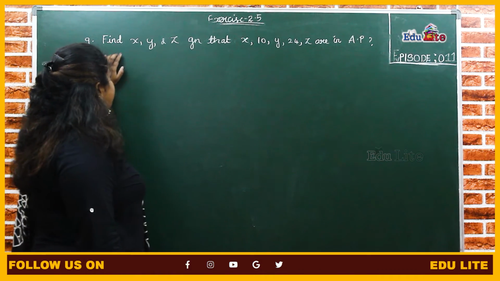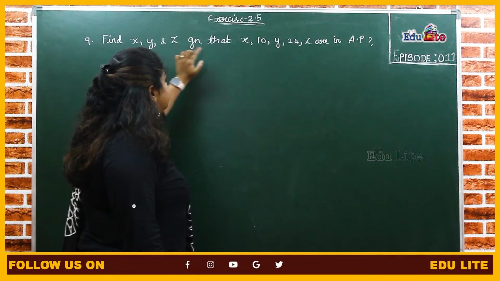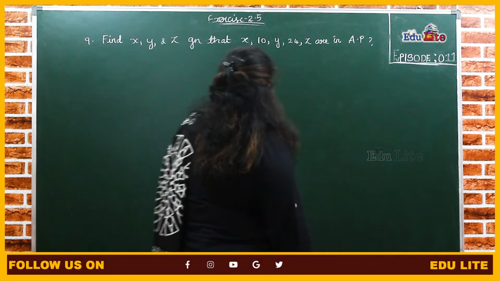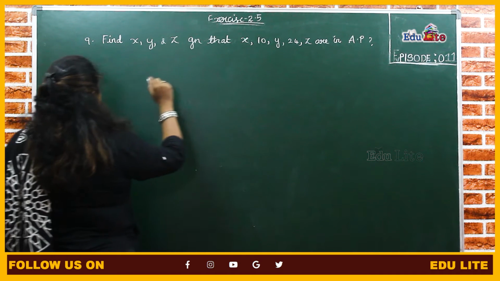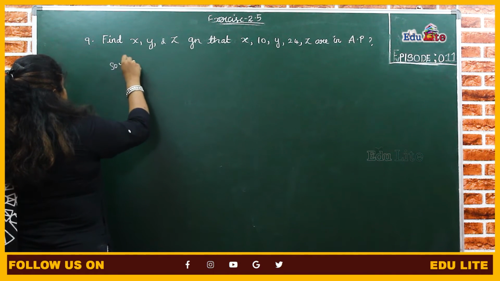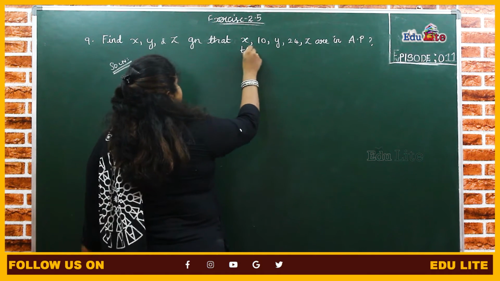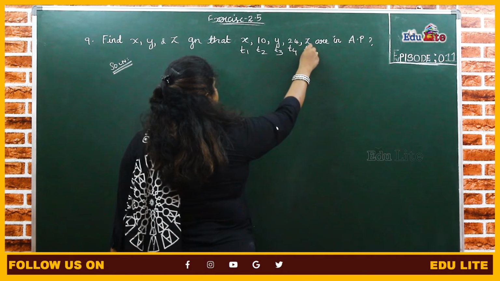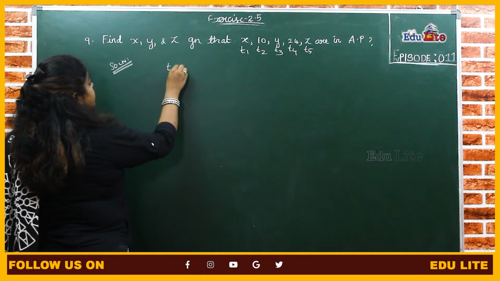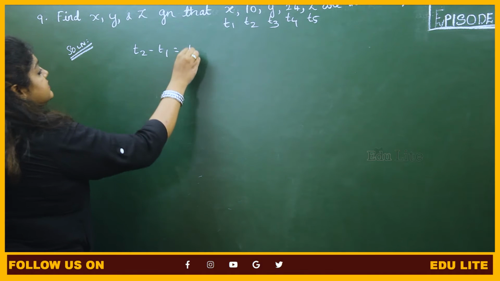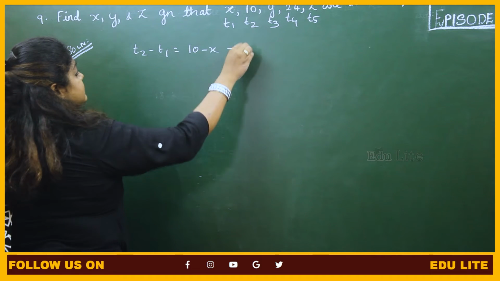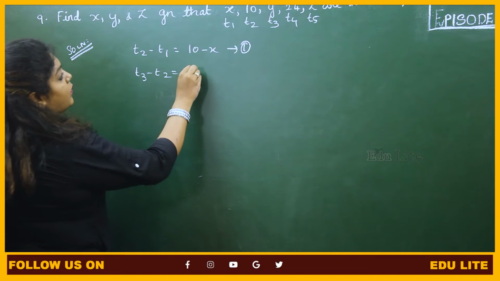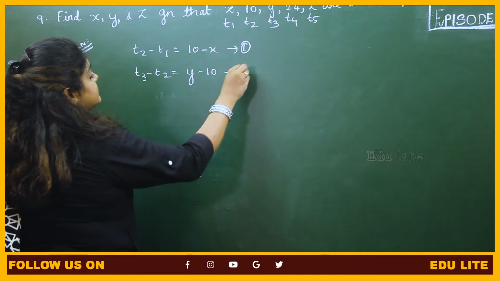In the next problem, we have to find the values of x, y and z. To find that, we are given a sequence in AP. Let us write it in the format of d. So this is the first term, second term, third term, fourth term, fifth term. We will find T2 minus T1. T2 minus T1 is 10 minus x. I will consider this as equation 1. T3 minus T2 is y minus 10. I will consider this as the second equation.